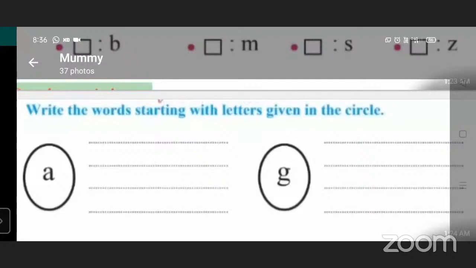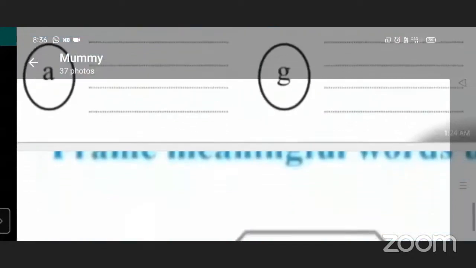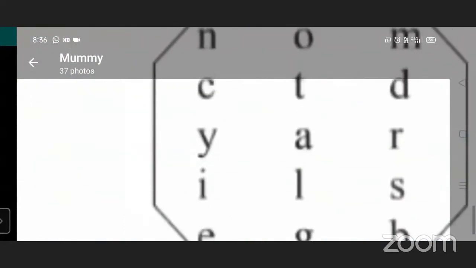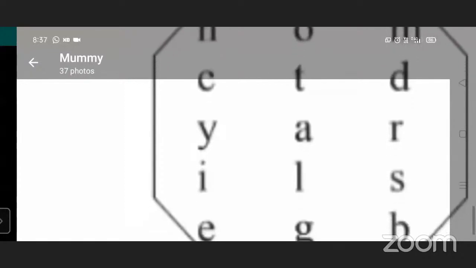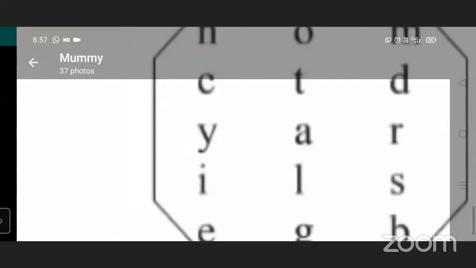Okay. So our last question is, see this, here are some words. Frame meaningful words using the letter given in the following shape. So students, you see these letters. See N, O, M, C, T, D, Y, A, R, I, L, S, E, G, B. So you make a word. Like this is, see students, C-A-T, cat. Okay. C-A-T, cat.